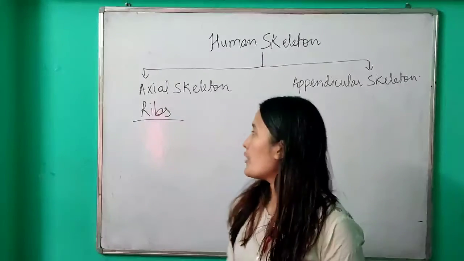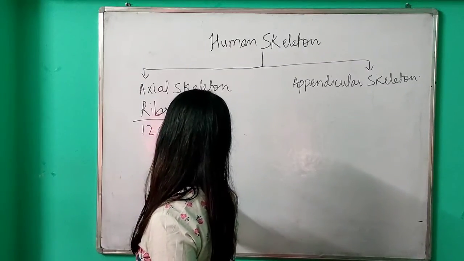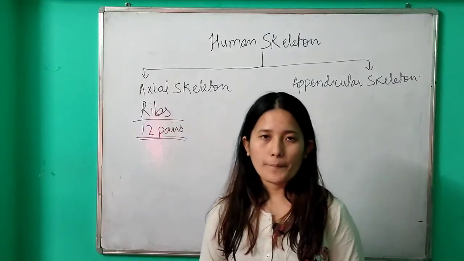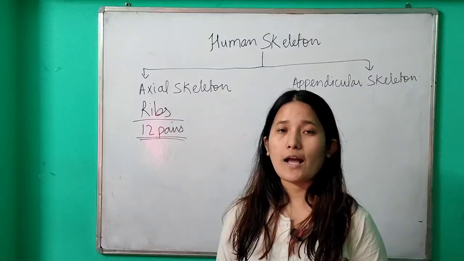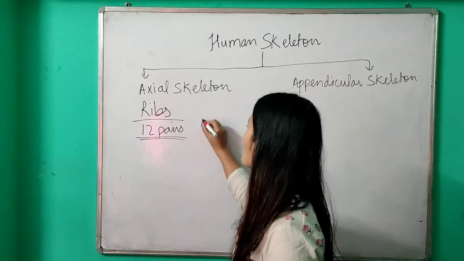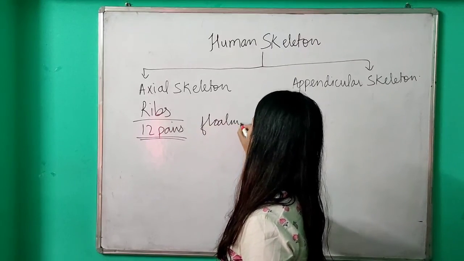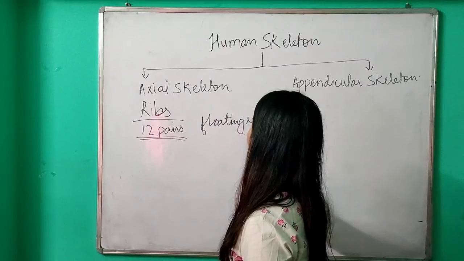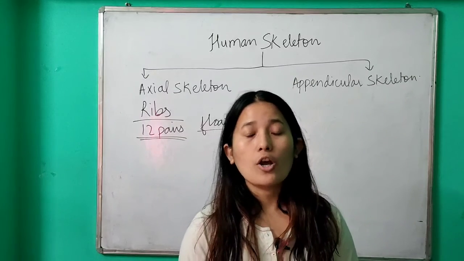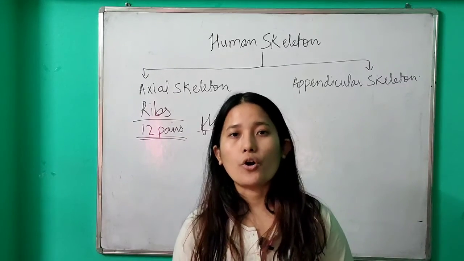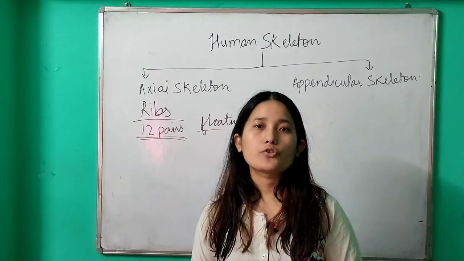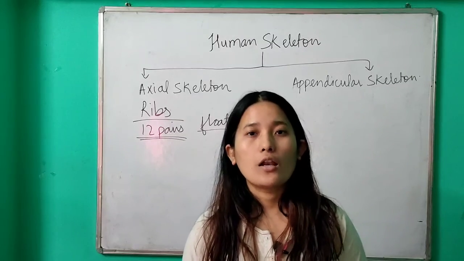Coming to ribs, you have 12 pairs of ribs. Okay, out of 12 pairs of ribs, the last two pairs are not attached to the sternum or the chest bone. That's why they are also referred to as floating ribs, and the rest are referred to as true ribs, because they are directly or indirectly attached to the sternum, also referred to as the chest bone or breast bone. Okay, now what is the role of the rib? The role of the rib is to protect internal organs such as the heart and lungs.